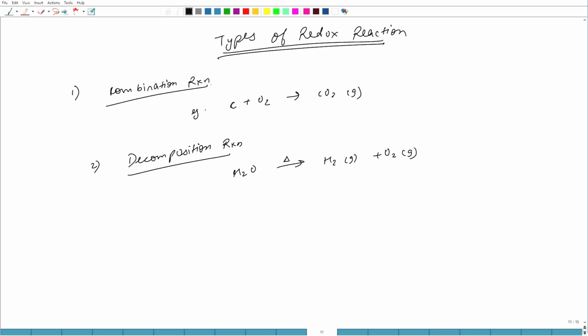So, this is an example of a decomposition reaction and it is also a redox reaction. As you can see, hydrogen goes from a +1 oxidation state to 0 oxidation state, whereas oxygen goes from -2 to 0 oxidation state. The third I have started is displacement reaction.